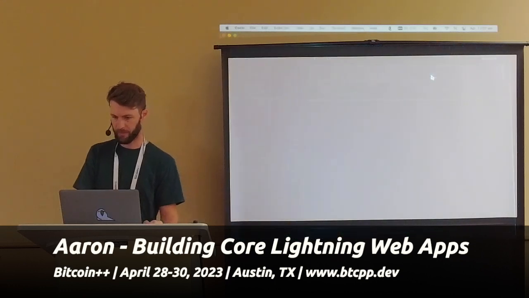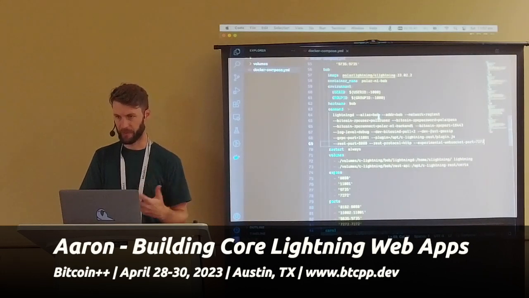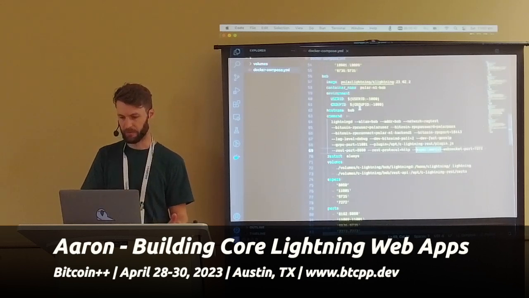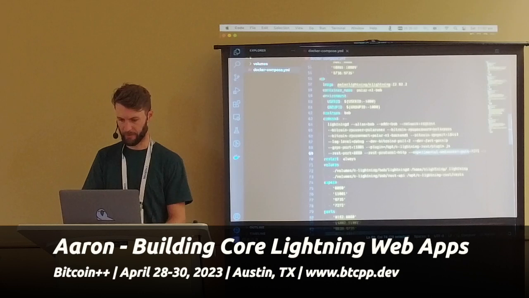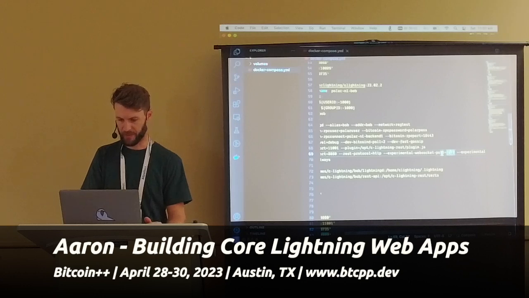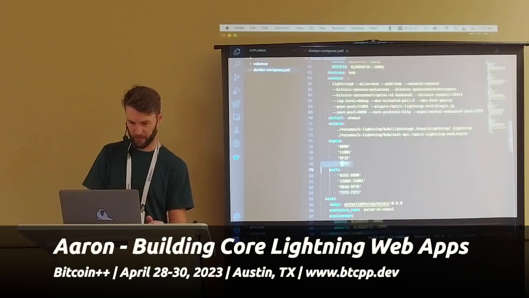You can open it up in your text editor, and this is just the Docker compose file that spins up Polar. What we want to do is, for one of the Core Lightning nodes, in this case Bob, add this experimental WebSocket port here and expose a port. The number can be any valid port number, and we just want to expose that there, as well as down here in expose and ports.